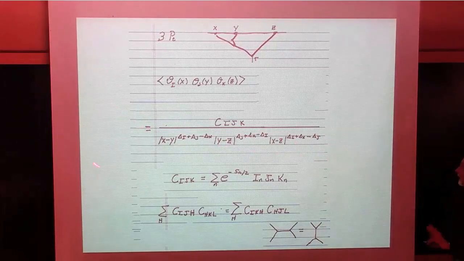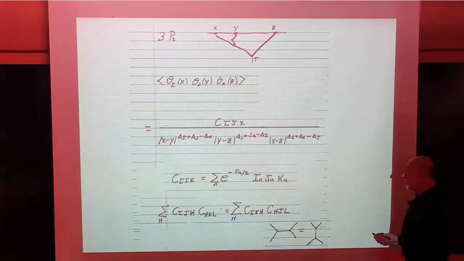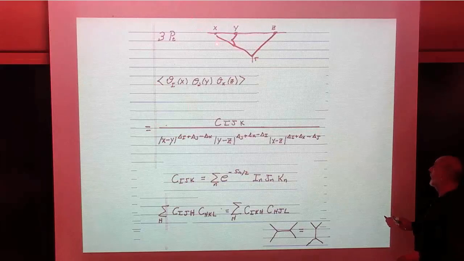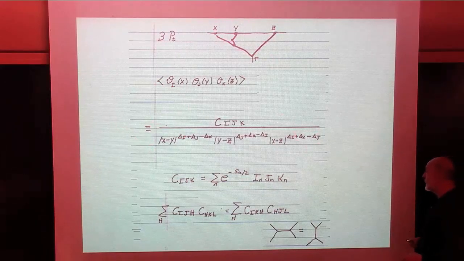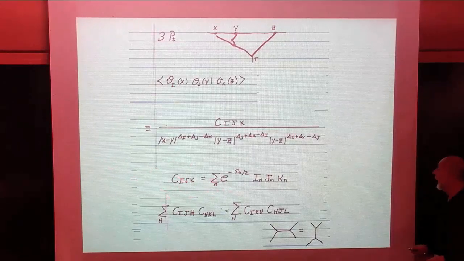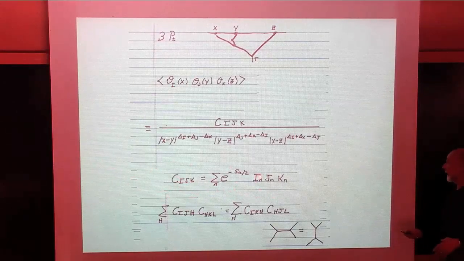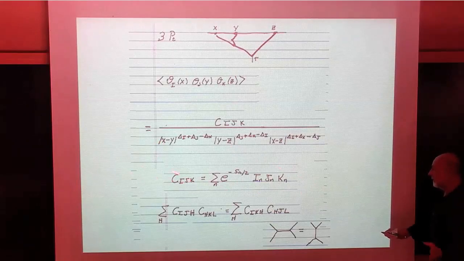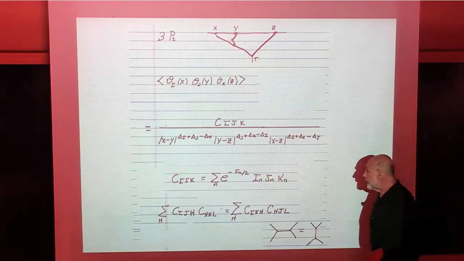And in the IJK basis, the conformal basis, it looks exactly like a conformal correlator of an I, a J, and a K at points X, Y, and Z, with the structure constant C_ijk being given by taking the eigenvector I_n, J_n, K_n times e to the minus S_n over 2 and summing over n. That's the structure constant that you get.